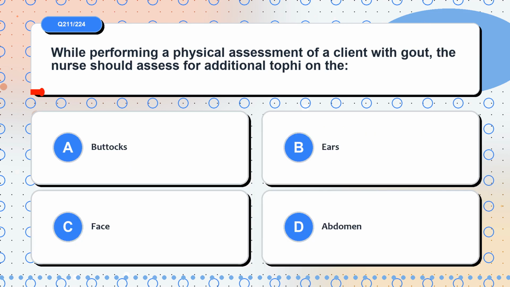Question 211. While performing a physical assessment of a client with gout, the nurse should assess for additional tophi. Here are the options. Option A. Buttocks. Option B. Ears. Option C. Face. Option D. Abdomen.